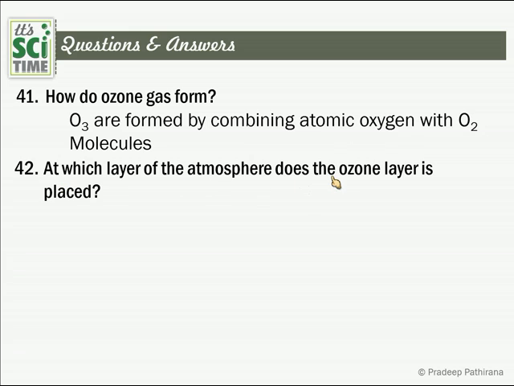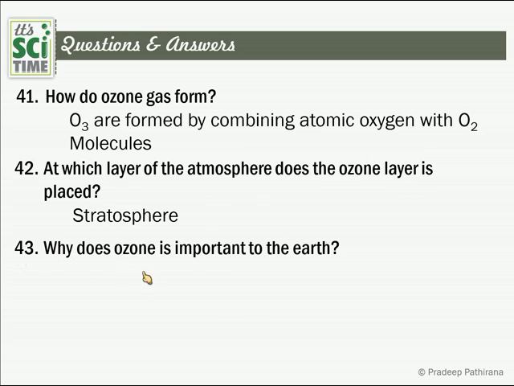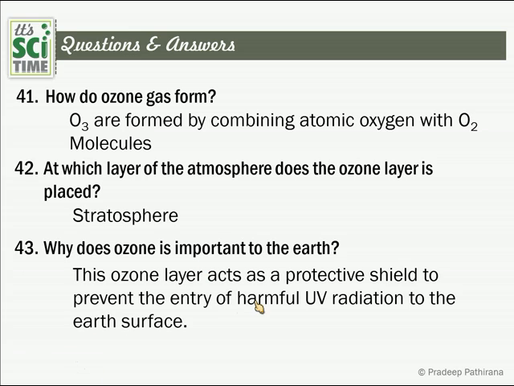At which layer of the atmosphere does the ozone layer lie? That is stratosphere. 43. Why is ozone important to the earth? That is, the ozone layer acts as a protective shield to prevent the entry of harmful ultraviolet rays to the earth's surface. That's why it's important.